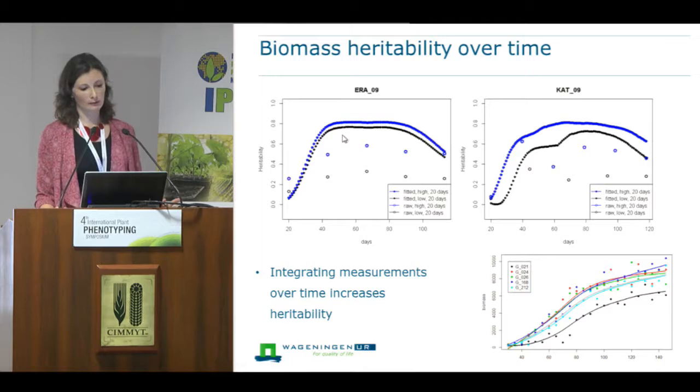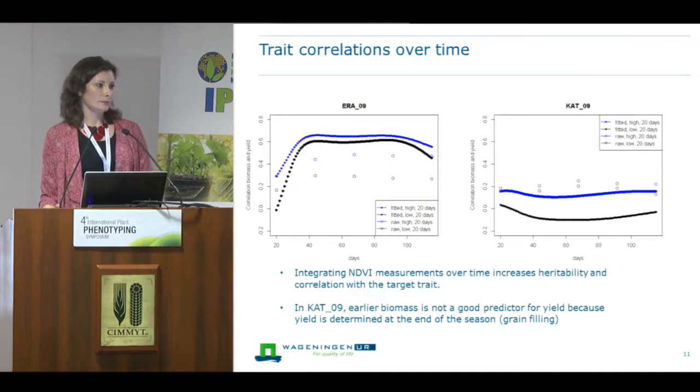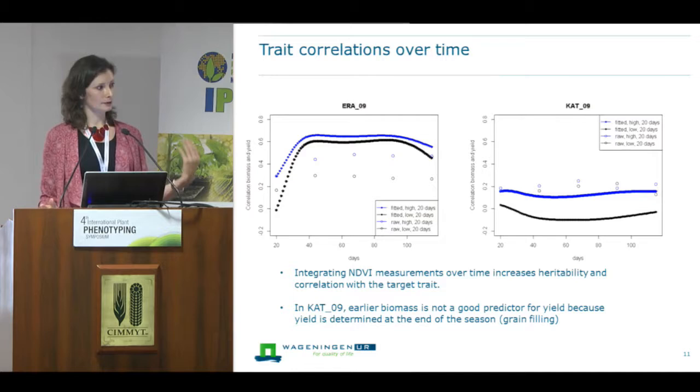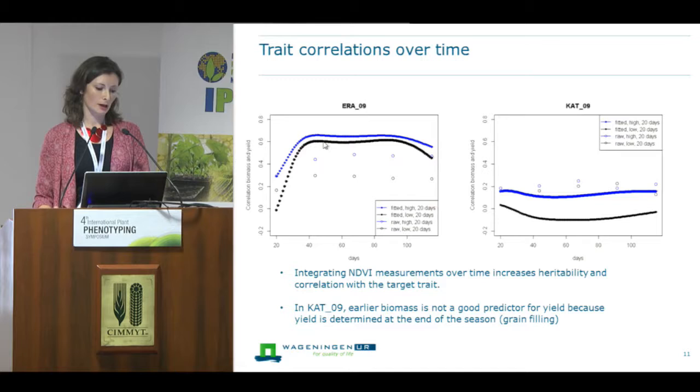The second question is how large is the correlation between our component trait biomass and yield? Because remember, only if this is large, we can have a successful prediction. In the case of ERA 2009, we see that the correlation between biomass and yield increases rapidly after sowing, and it remains more or less constant. This is consistent with the large correlation that we see at harvest.